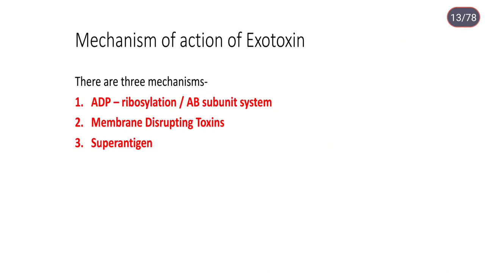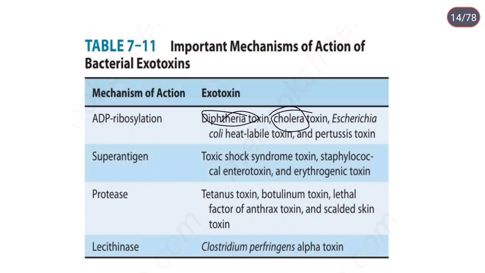Now, mechanism of action. I told you in a previous slide that the mechanism of action of exotoxin is actually of three types. One is ADP ribosylation or the AB subunit system, the second is membrane disrupting toxins, and there is another mechanism called the superantigen system. These are some examples of bacteria which act by these three mechanisms. ADP ribosylation: diphtheria toxin, cholera toxin, Escherichia coli heat labile toxin. Toxic shock syndrome toxin, staphylococcal enterotoxin and erythrogenic toxin act by superantigen. Tetanus toxin and botulinum toxin act by protease, and are actually neurotoxins, and lecithinase from Clostridium perfringens helps in disrupting the membrane.